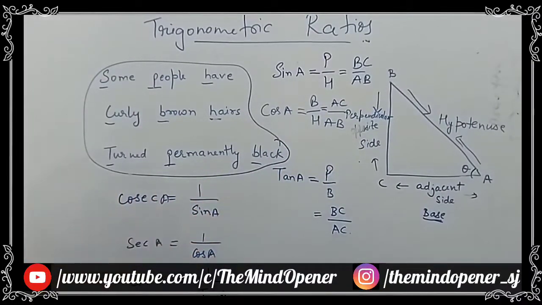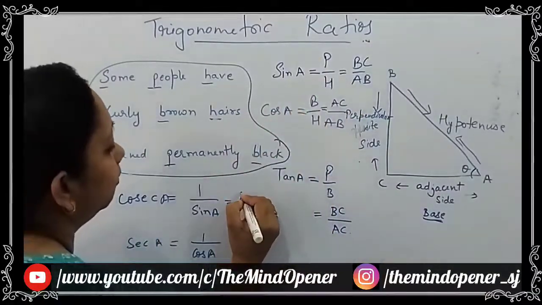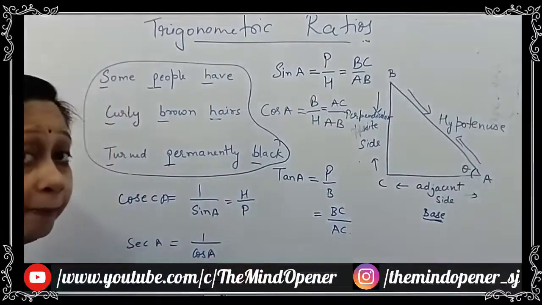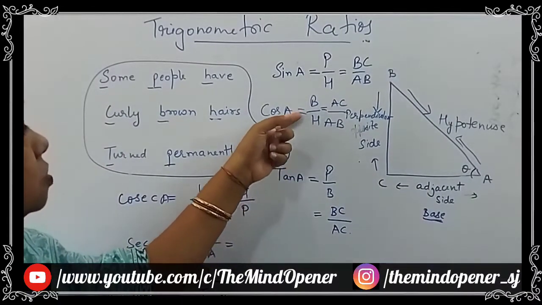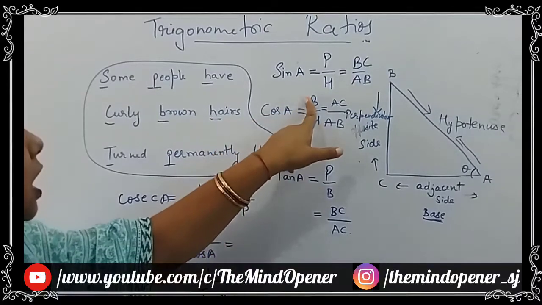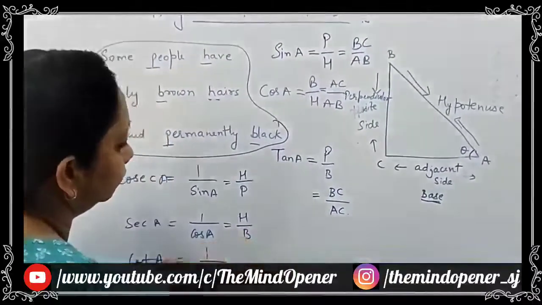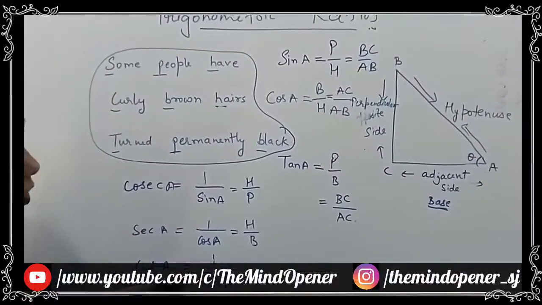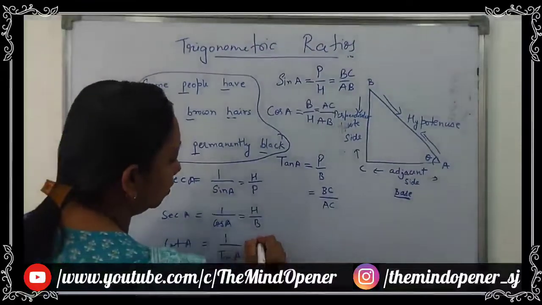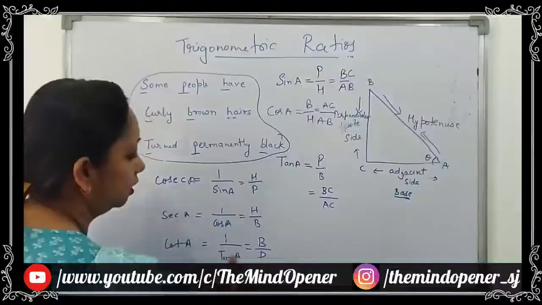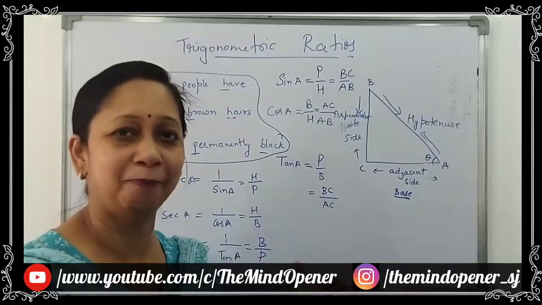So one jargon can sort all the task of remembering all of these. Cosec is 1 upon sin A, so it will be the reciprocal of sin A, which becomes hypotenuse upon perpendicular. Similarly, sec A is 1 upon cos A, so the reciprocal of cos A; cos A is B by H, so it will become H by B, hypotenuse upon base. Cot A will become 1 upon tan A; 1 upon tan A is P by B, so it will become B by P. See, isn't it easy to remember all these trigonometric ratios in a single step?